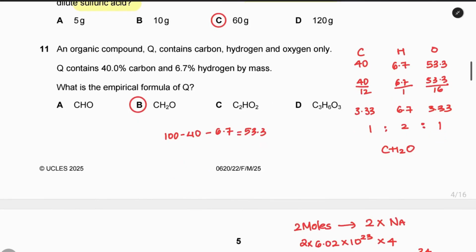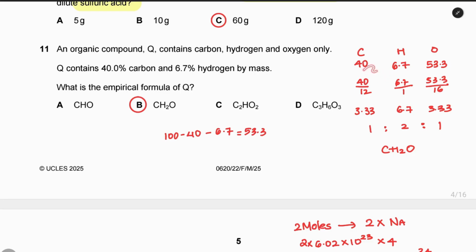An organic compound Q contains carbon, hydrogen and oxygen. Q contains 40% carbon and 6.7% hydrogen by mass. So first we'll make the column for carbon, hydrogen and oxygen, and carbon is given as 40%, hydrogen is given as 6.7%. If I want to find the oxygen, I'm going to do 100 minus 40 minus 6.7, which gives 53.3.